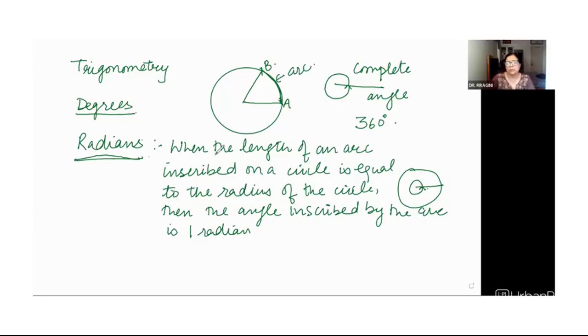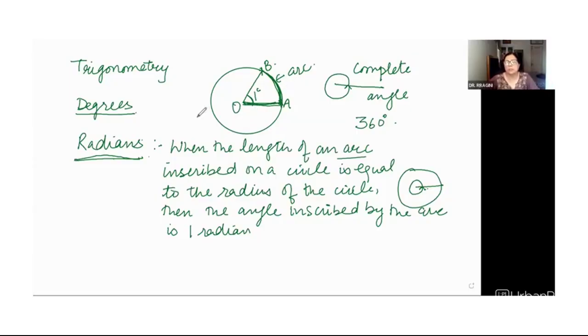Now the definition says when the length of an arc inscribed on a circle is equal to the radius of the circle, that means the length of arc AB is equal to the radius. This is the radius. OA is the radius. When this OA length is equal to this arc length OB, in that case, the angle inscribed here will be 1 radian, right? So this is the ideal definition of measurement of 1 radian.